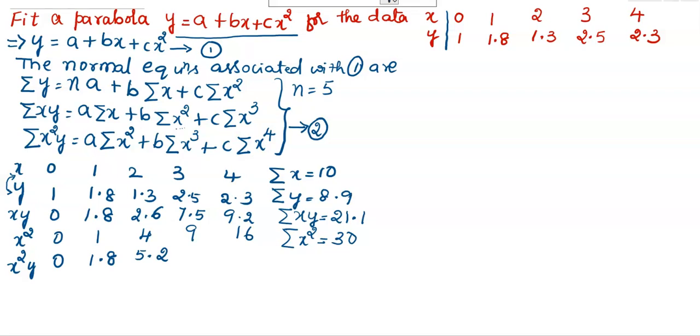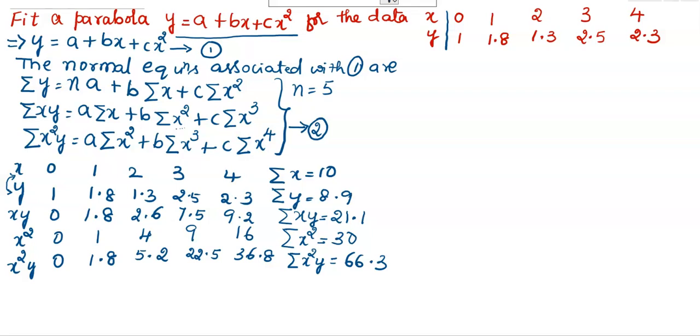5.2. Same way, 9 into 2.5, it is 22.5. And 16 into 2.3, it is 36.8. So you have to add all these values. So you will get summation x square into y, it is 66.3.